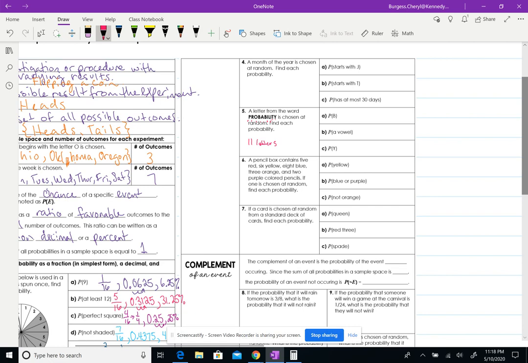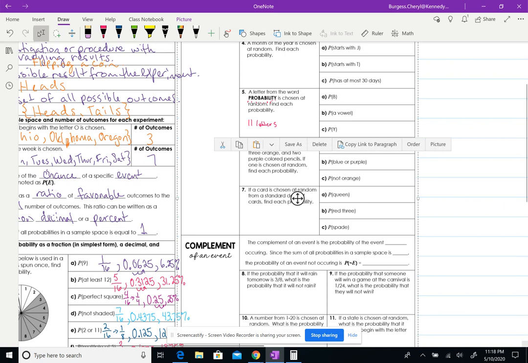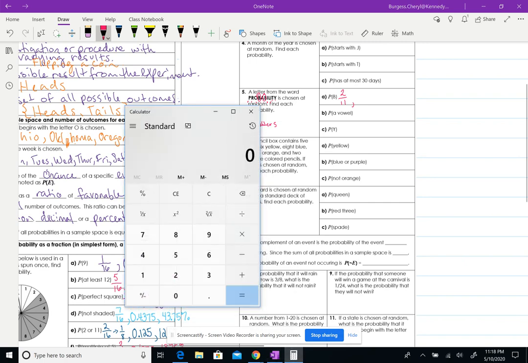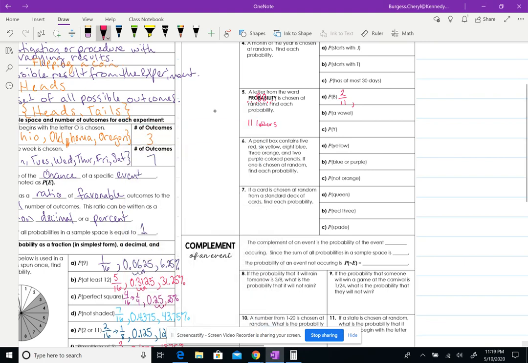Okay, well, there's only 2 B's in the word probability, right? So right here and here. So that's 2 B's out of 11 letters or 11 cards, right? So 2 11ths as a decimal is 2 divided by 11, which is 0.18 repeating. And as a percent, we're going to make it 18.18 repeating percent.